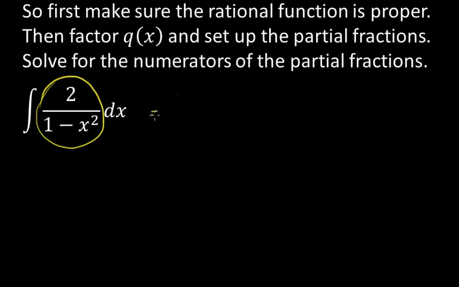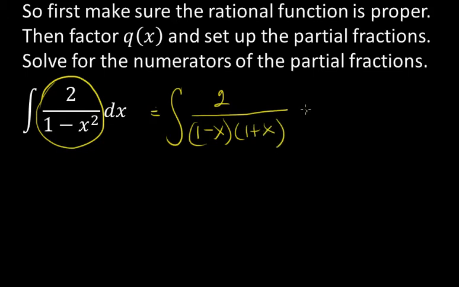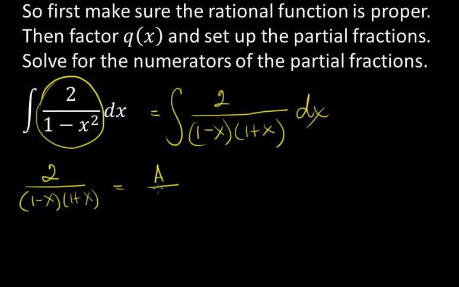I take my denominator and factor it. So I have 2 over, and this is easy to factor, 1 minus x times 1 plus x. So we have this denominator factoring into the product of two linear polynomials. Now here's how it'll set up. 2 over 1 minus x times 1 plus x will be equal to a over 1 minus x plus b over 1 plus x. It will split into the sum of two partial fractions, each with a denominator which is a factor of 1 minus x squared.